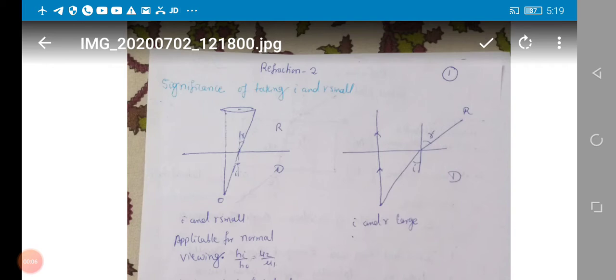Today, student, I will explain to you the second part of refraction. In this, I will explain the advanced numericals on refraction, and also I will explain the refraction through the glass slab.